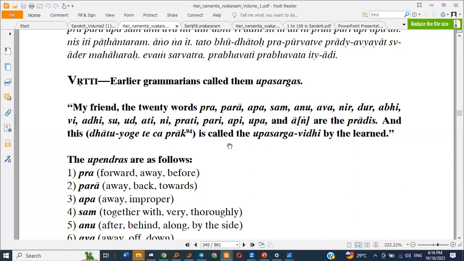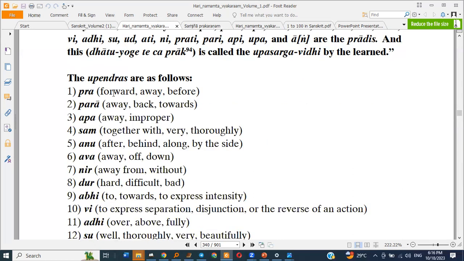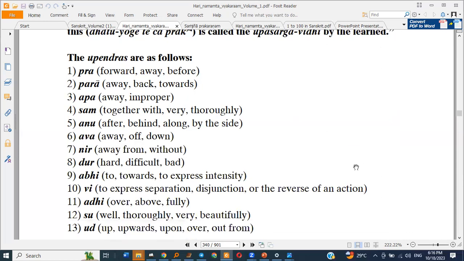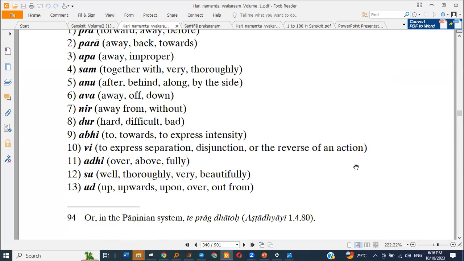These are the Pradis, and they have general meanings. Pra is applied in the sense of forward, away, before. Para is away, backwards, and so on. These prefixes are applied in various meanings, especially to a dhatu or even a noun. When upendras, these prefixes, are applied, they also modify the meaning of the word itself.